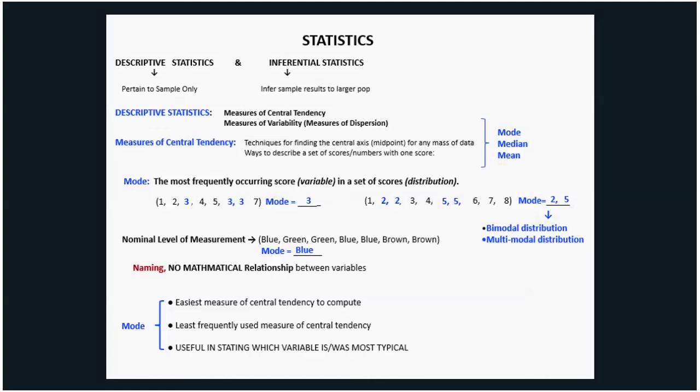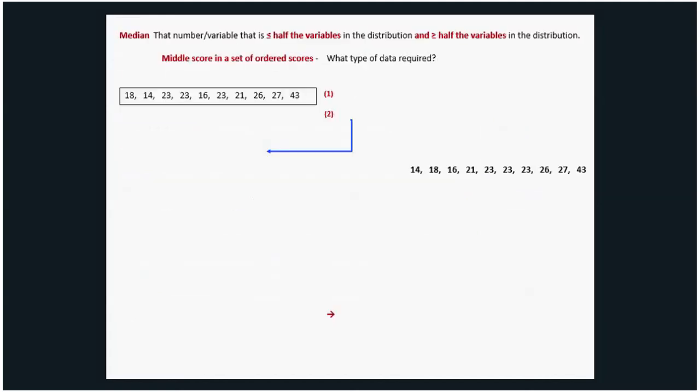So that kind of gives you a starting point in terms of gathering all your information and trying to organize it. So let's talk about the median now. The median is that number or that variable that is equal to or less than half the variables in your distribution, and at the same time it's equal to or greater than half the variables in the distribution. Basically what you're saying is the middle score in your distribution, in a set of ordered scores.